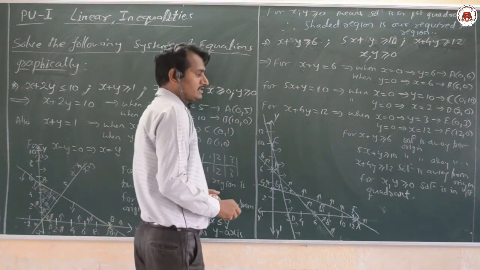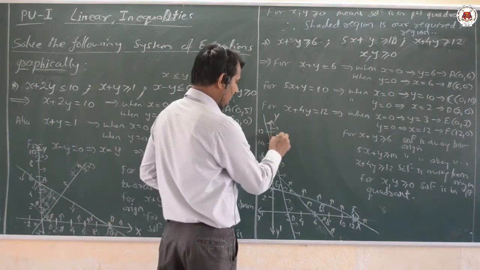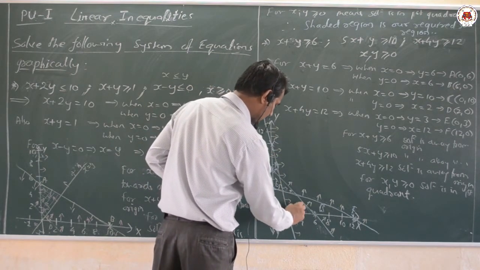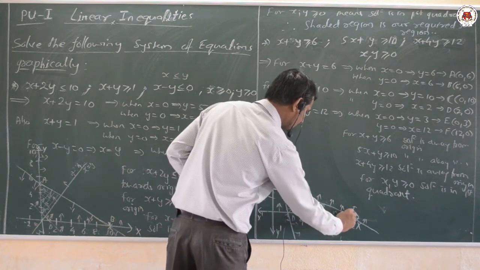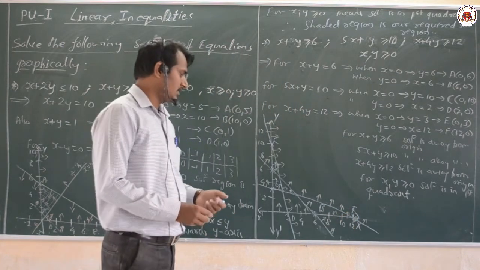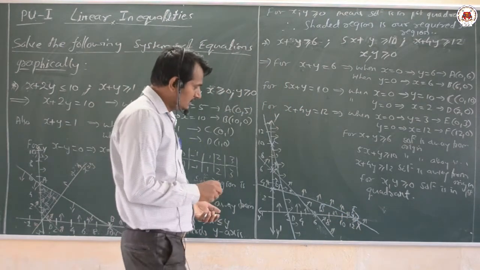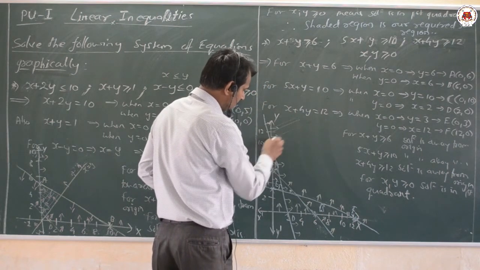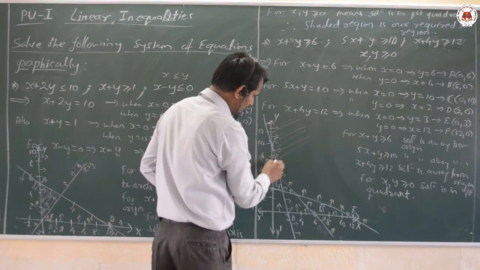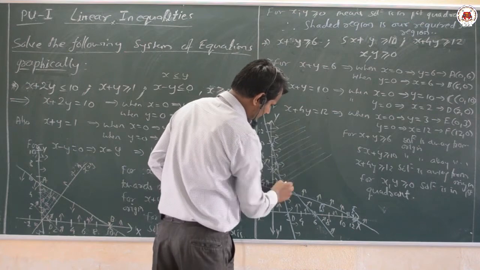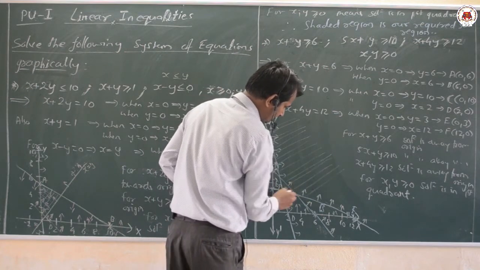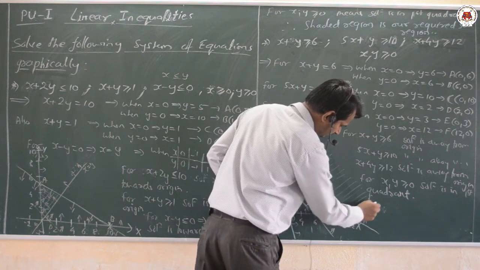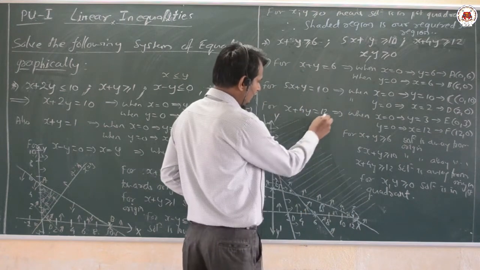And the last thing, x comma y greater than or equal to 0 means x greater than 0 here, and y greater than 0 here. That means for all these lines, the solution region, we can observe that it comes only in this particular region. That is nothing but our solution region.